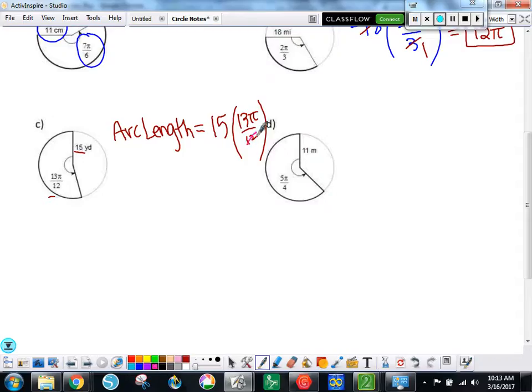Divide this by 3, we get 4. Divide this by 3, we get 5. What's 5 times 13? 65 pi over 4. In fact, when I'm doing this, I might convert all of my degrees to radians, and then just do it this way. I think it's easier. Done. So using Brooklyn's method, try part D.